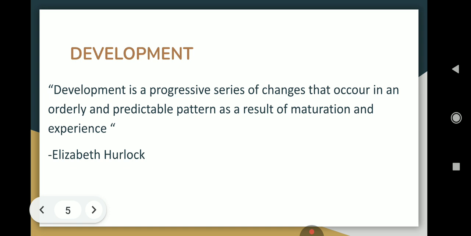Both are important, both play the major role. If you take anything, growth, development, learning, maturation, experience, you'll always see this. It occurs through the interaction of both. It is important.